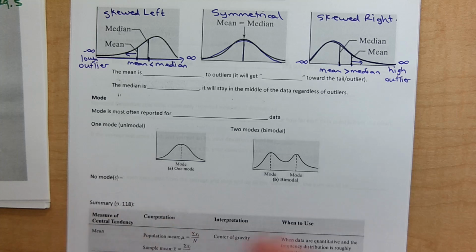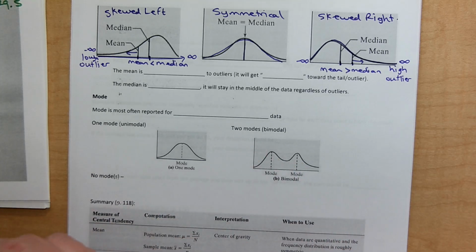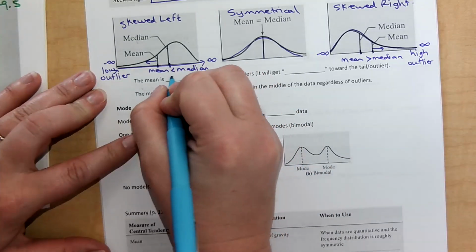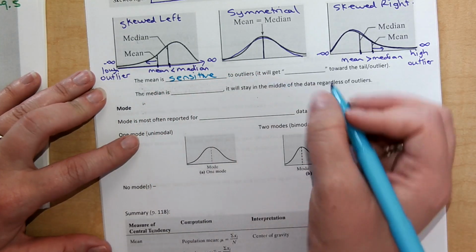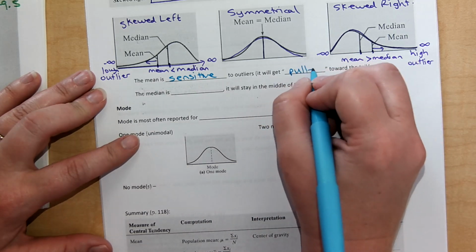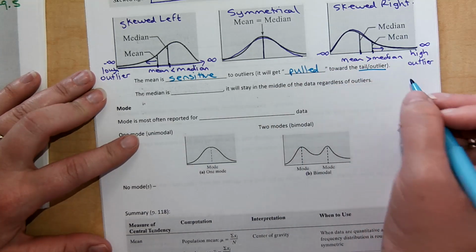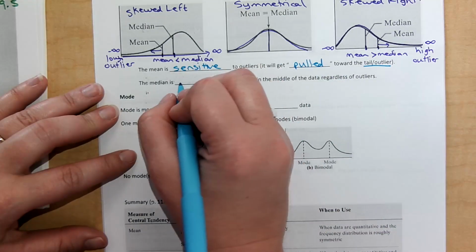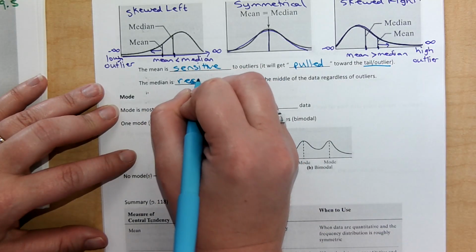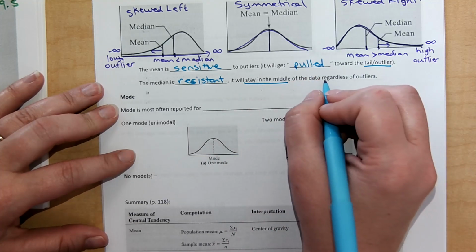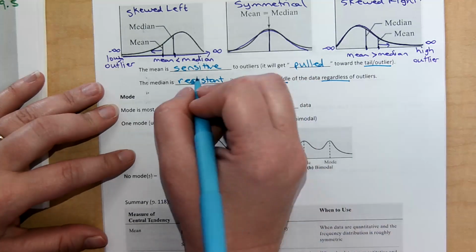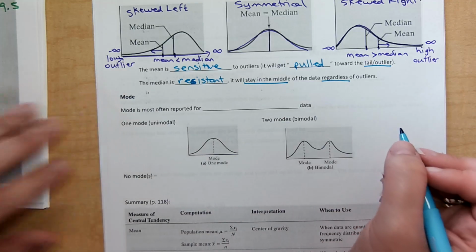And I'm explaining the same concept a few different ways because I know it can be a little confusing. So the mean is what I call sensitive to the outliers. It gets pulled towards the tail or towards the outlier. The median is, we said, resistant. It will stay in the middle regardless of the outliers. So the outliers don't affect the median.